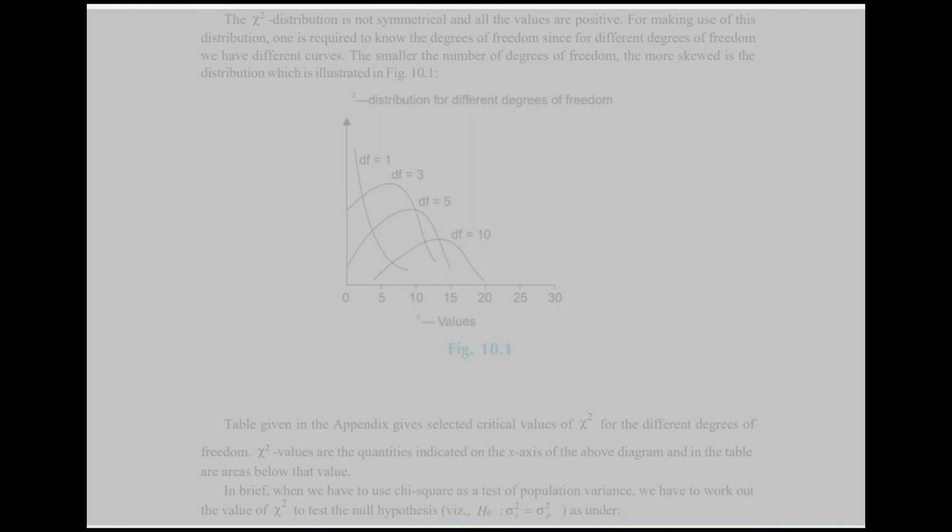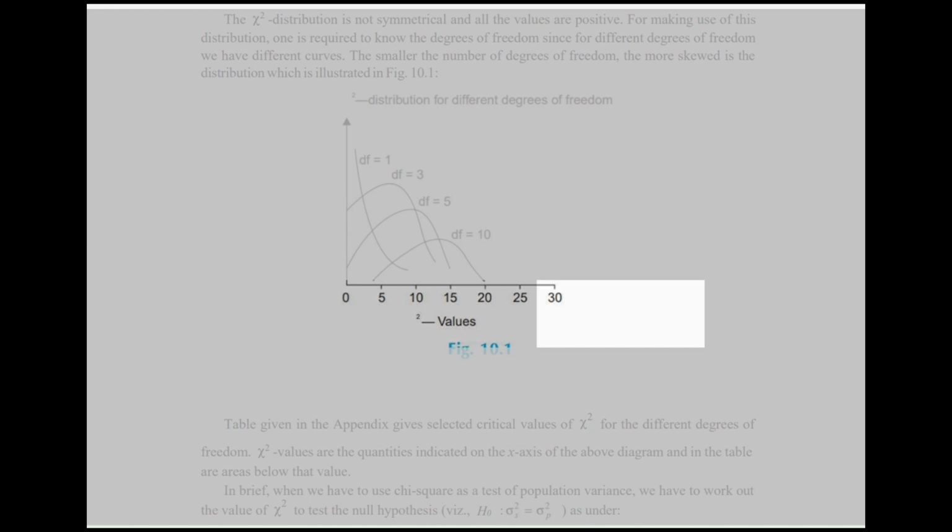The χ² distribution is not symmetrical and all the values are positive. For making use of this distribution, one is required to know the degrees of freedom, since for different degrees of freedom we have different curves. The smaller the number of degrees of freedom, the more skewed is the distribution, which is illustrated in Fig. 10.1.